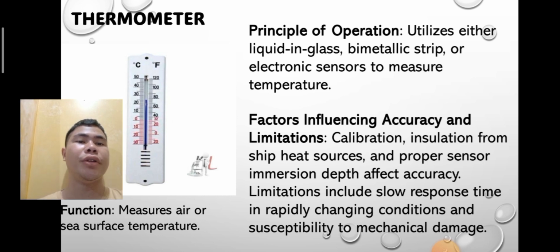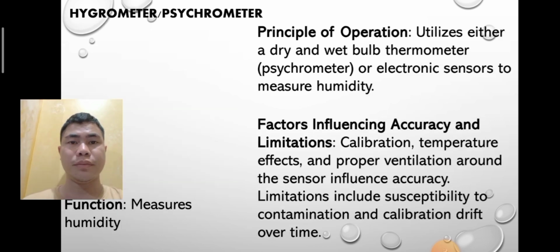Factors influencing accuracy and limitations of thermometer: calibration, insulation from ship heat sources, and proper sensor immersion depth affect accuracy. Limitations include slow response time in rapidly changing conditions and susceptibility to mechanical damage.